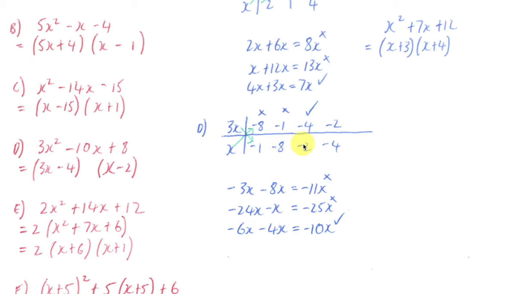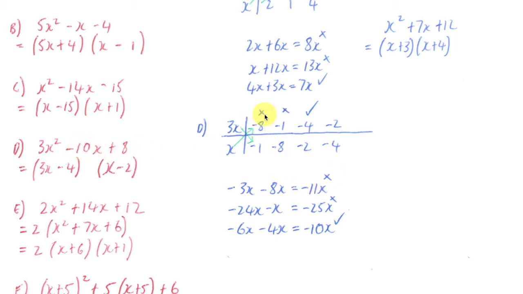And I've got negative 4 and negative 2, and of course negative 2 and negative 4. And now I go through systematically and do cross multiplication, add them together, and see which one produces negative 10x. 3x times negative 1 is negative 3x. X times negative 8 is negative 8x. Add them together, I get negative 11x. That's not equal to negative 10x, so I know that that's incorrect.